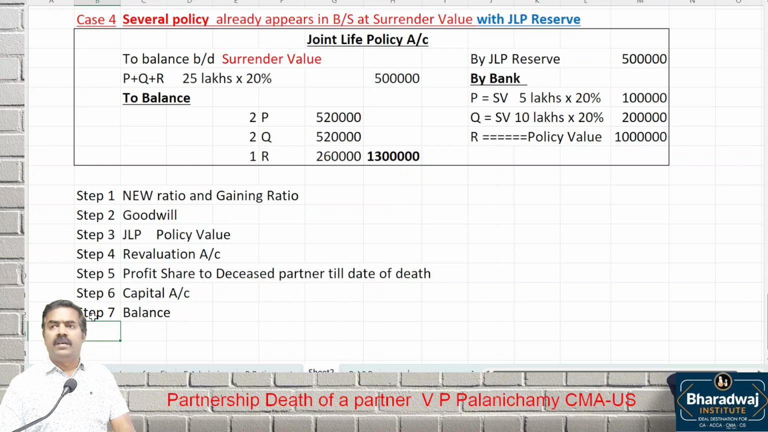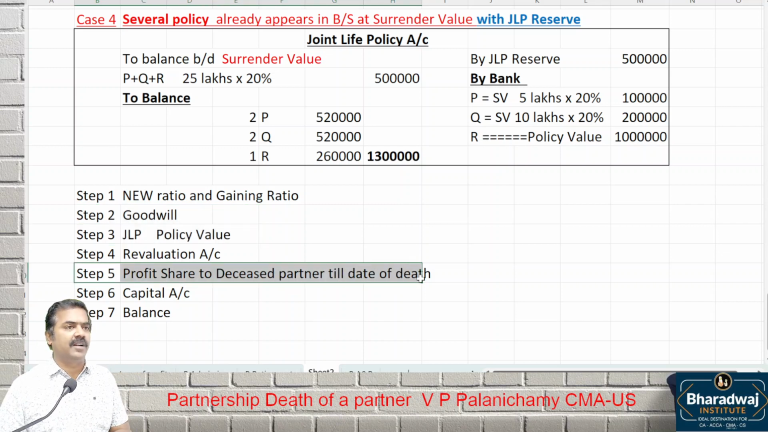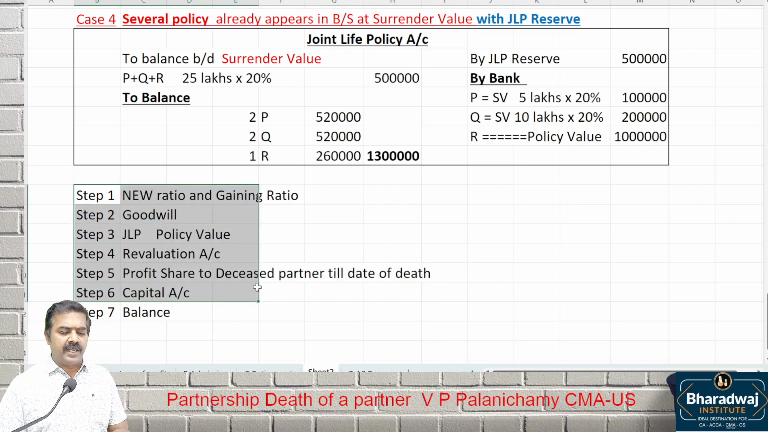Now tell me, whether retirement is simple or death is simple? Retirement is simple, because joint life policy and goodwill are adjusted for surrender value in the same manner. There is no need to work out the profit share of the deceased partner till the date of death. That is comparatively simpler.